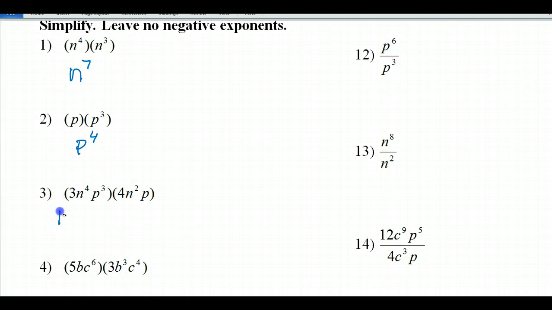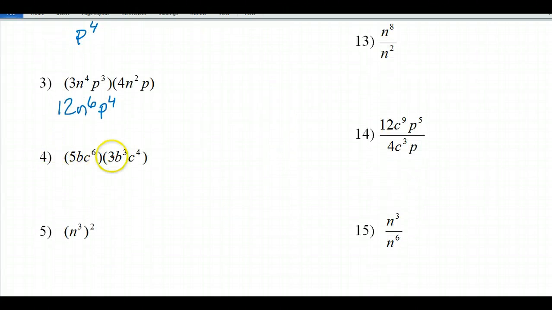Number 3. 3 times 4 is 12. 4 n's, 2 n's, that's n to the 6th power. 3 p's, 1 p, that's p to the 4th power. Number 4. 5 times 3 is 15. 1 b, 3 b's, that's b to the 4th power. 6 c's, 4 c's, that's c to the 10th power.